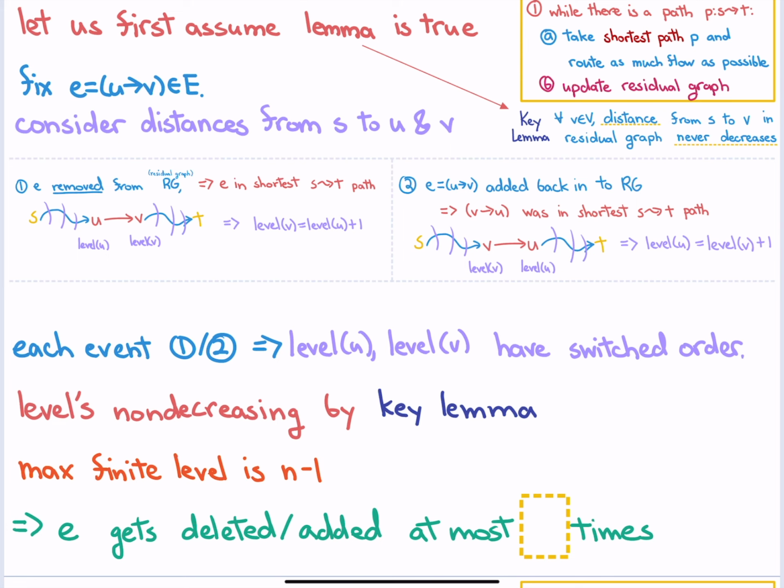And what's the maximum level it can be? Well, it's breadth first search layer, so it's at most n minus 1, or infinity once you can't reach it anymore. So what does that mean? How many times can an edge get added or deleted? Each time E gets deleted and added back in, one of those levels has gone up by 2. The maximum level is n. So an edge can only get added and deleted n times.